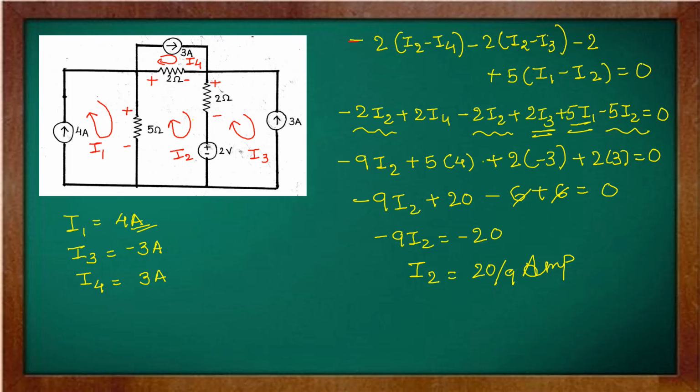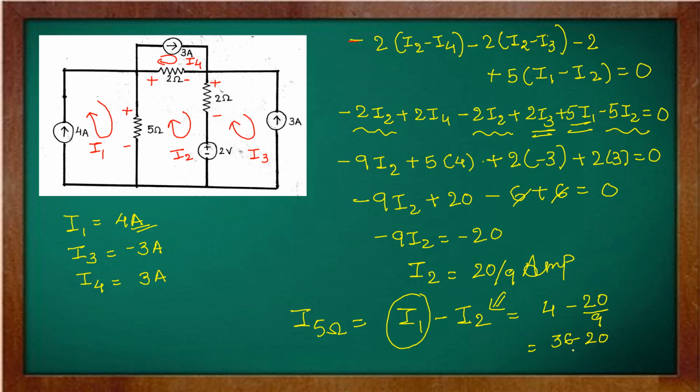Now we are interested in finding the current through this 5 ohm resistor. So I5ohm is I1 entering from the positive terminal minus I2 entering from the negative terminal. Simply substitute the values of I1 and I2. Whatever the answer is, that is the current flowing through this 5 ohm resistor. Which is 36 minus 20 divided by 9, which equals 16 by 9 ampere.